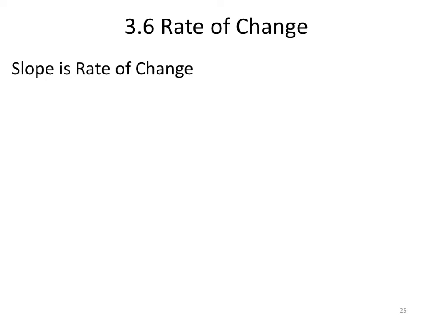All right, 3.6, rate of change. That's actually just slope, you guys. It's different words. If I haven't said this before, math people, we tend to look smarter than we are just because we change words a lot, right?